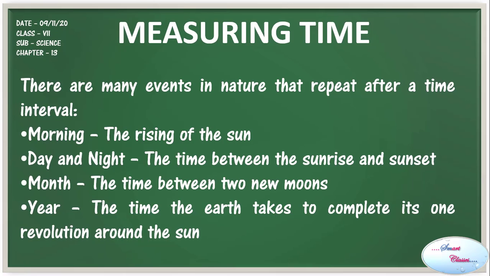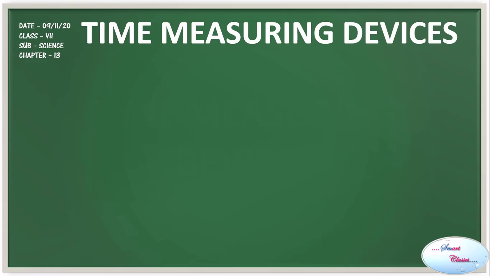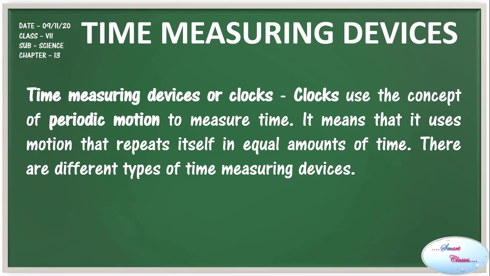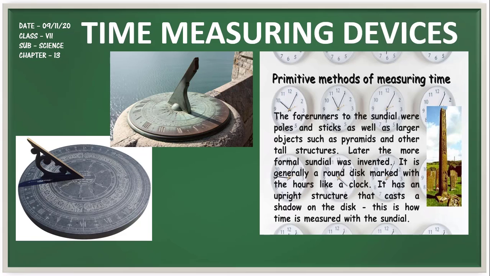Now, time measuring devices. Time measuring devices or clocks. Clocks use the concept of periodic motion to measure time. It means that it uses motions that repeat itself in equal amounts of time. There are different types of measuring devices, such as the sundial. It uses the position of the sun to depict time.